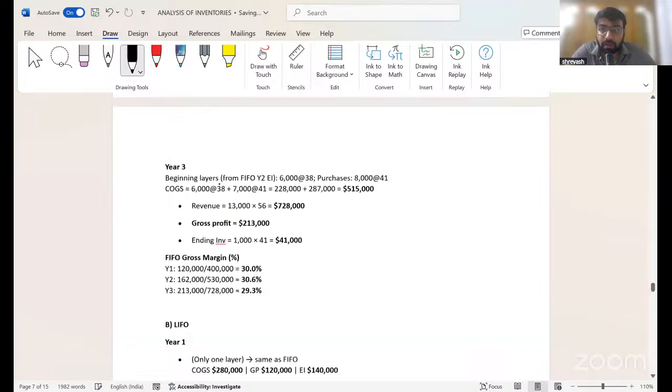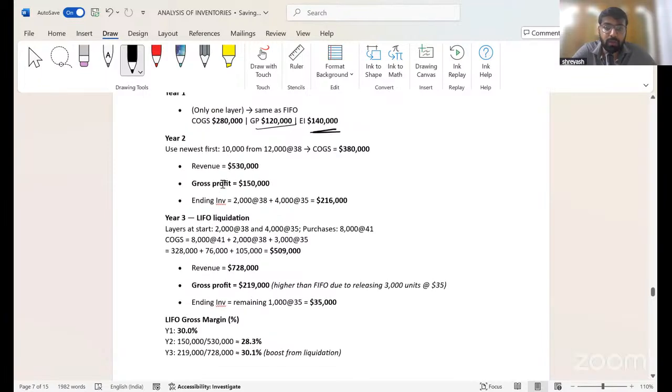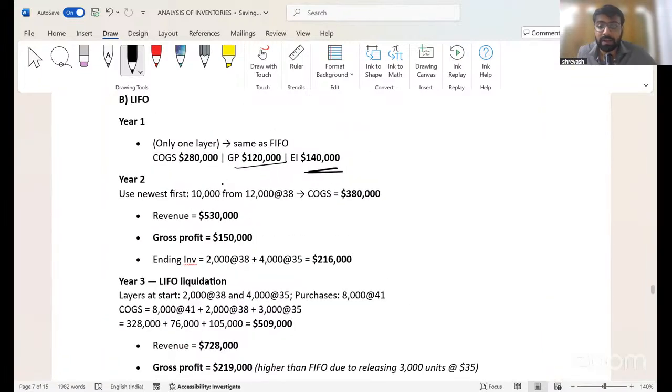But in case of LIFO, sir, it would differ. In case of LIFO, what will happen? Sir, I have sold 10,000 and that entire 10,000 will come from the most recent purchases, that is 10,000 into 38. That makes it 3,80,000. Okay, sir, COGS is 3,80,000. Sir, naturally, COGS here again is more. COGS is more, but LIFO liquidation teaches us something else. What that would teach and how it would be, I will discuss that, don't worry. But right now, definitely my COGS has gone up.